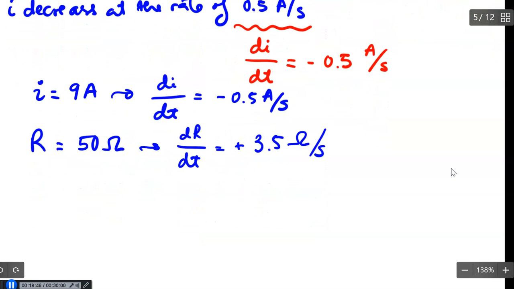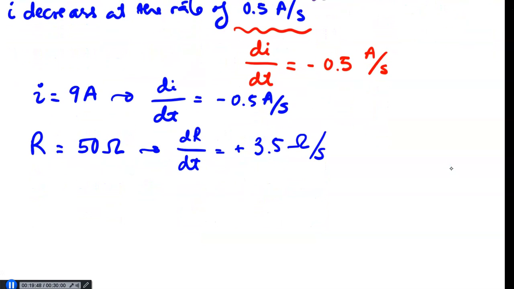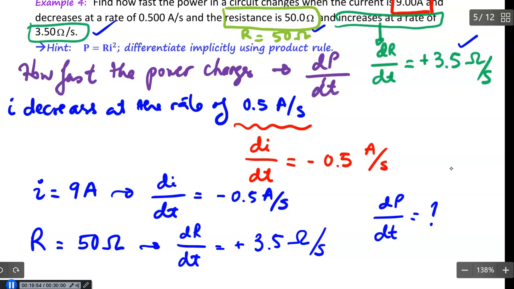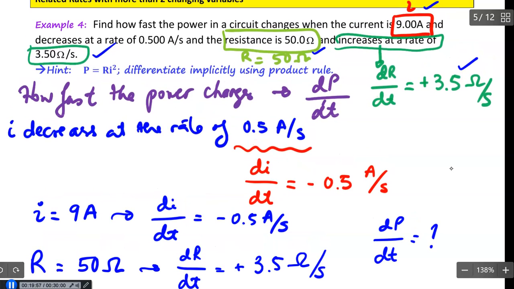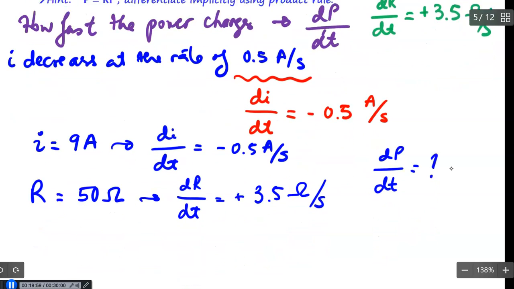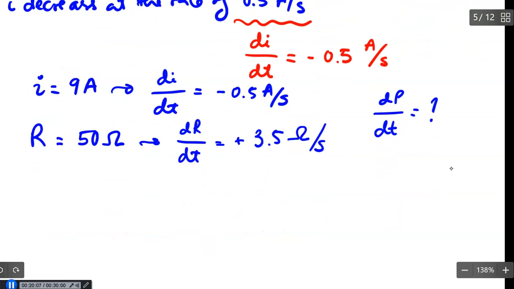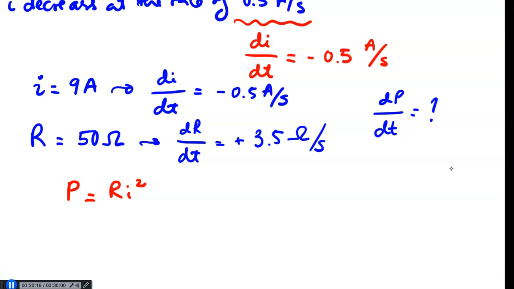Then what do they ask us to find? They are asking us to find the derivative of power as a function of time, because they're asking how fast the power in the circuit changes. So working with this equation right here, I am going to write it down: P equal to R I squared. So you probably ask me this question next.